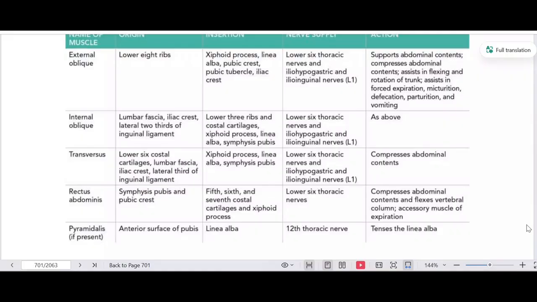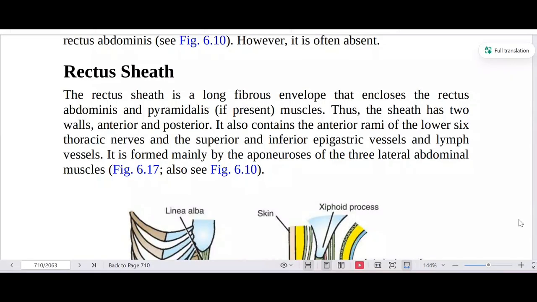But if it is present, then it originates from the anterior surface of the pubis, and it inserts into the linea alba, and its nerve supply is the T12 nerve, and if it is present, it is going to tense the linea alba. Okay. Now let's dig into the further details of the rectus sheath.